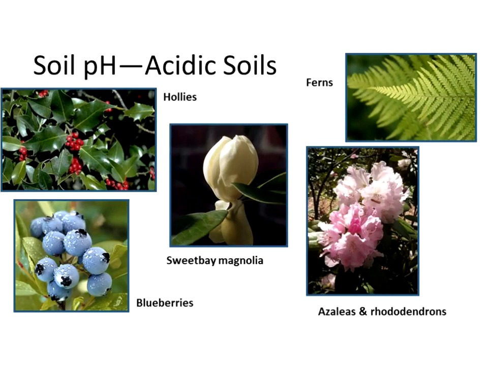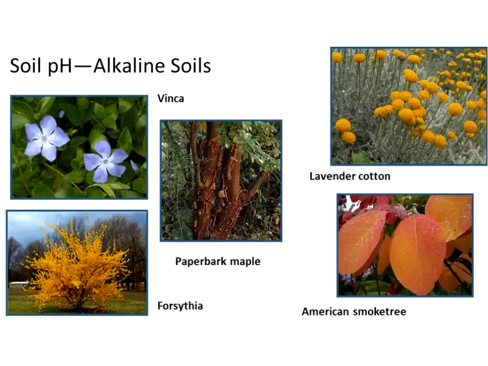So just an example of some plants that prefer acidic soils. You've got hollies, of course, blueberries, sweet bay magnolia. And sweet bay magnolia is another great plant for rain garden sites, great plant for the patio, of course azaleas and rhododendrons, and then ferns. And remember, a lot of people are really kind of getting into ferns. They add a really cool texture to the shade garden.